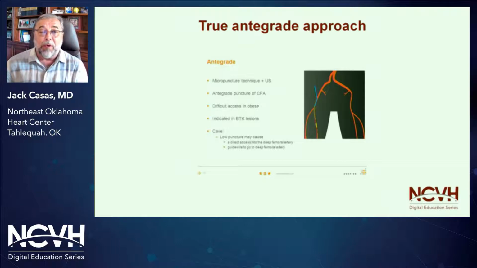In a true antegrade approach, I would advise, especially early on, using a micropuncture and ultrasound. You want to puncture in the common femoral artery. Again, this is very difficult in obese patients, but it is an indication when you have below the knee disease and you want to have good support and be able to limit the contrast you're going to use.